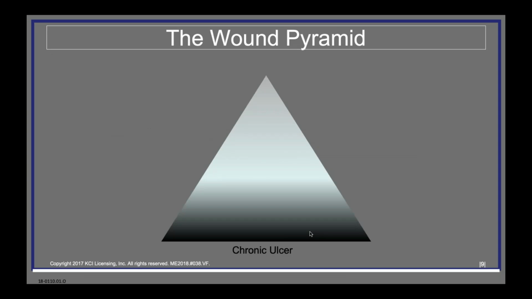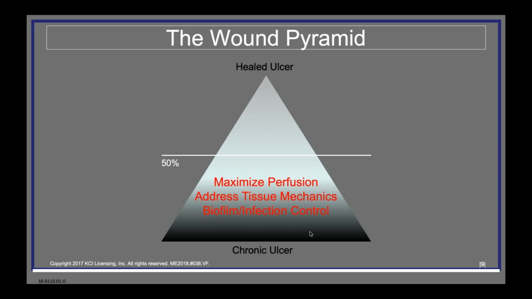Whenever I see a wound, for example, in the outpatient basis, I think of this pyramid. On the very bottom, there's a chronic ulcer. On the top, there's a healed ulcer. How do you climb that mountain to that peak of a healed ulcer? Well, you do those things that we just mentioned. You maximize the perfusion regardless of what part of the body you're in. You address the tissue mechanics or biomechanics in the lower extremity, and you have biofilm and infection control. That gets you to about a 50% healing rate.